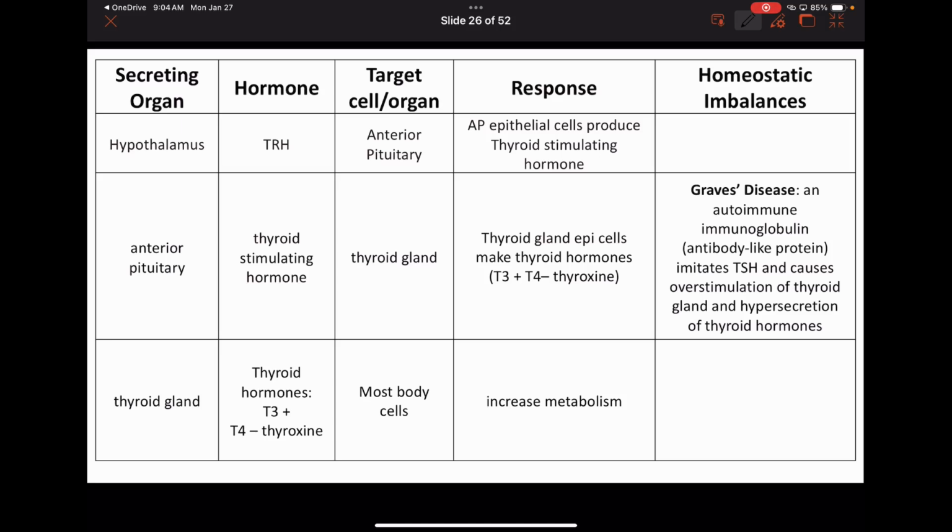Graves' disease is when an autoimmune immunoglobulin, an antibody protein, imitates thyroid stimulating hormone and causes overstimulation of the thyroid gland and hypersecretion of the thyroid hormones. I'm going to have a little diagram to show you how that works. Anybody still need to fill in these spaces?